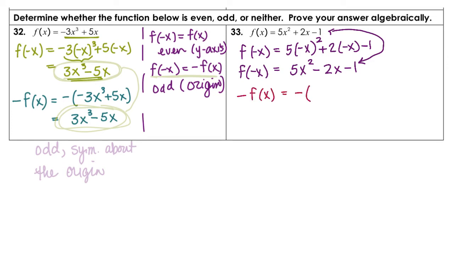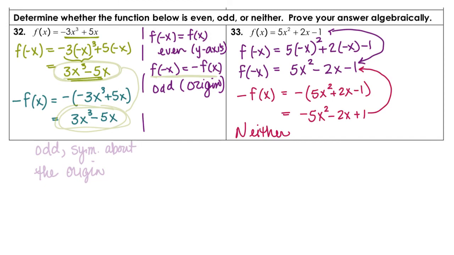And so a negative times 5x squared plus 2x minus 1. And let's distribute. So we get negative 5x squared minus 2x plus 1. Now we compare that to right here, not the original, but to f at negative x. And notice those two are different. So this function would fall under the neither even nor odd.